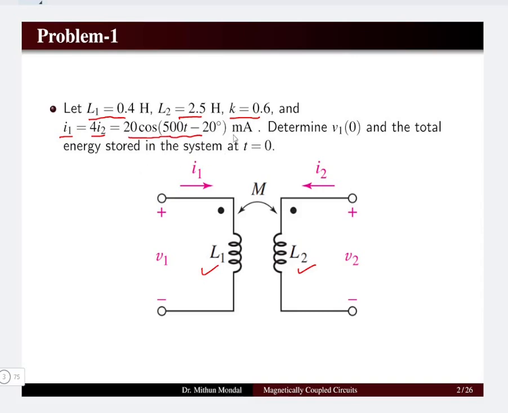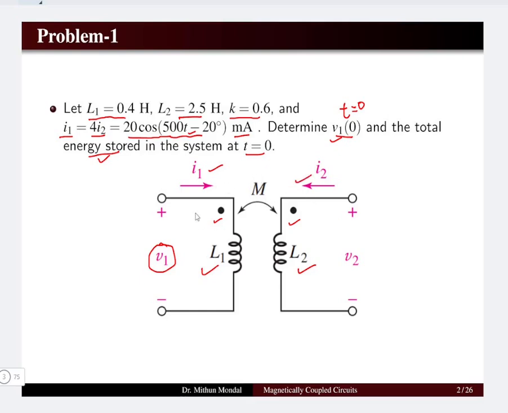The current is given in milliampere as the instantaneous value, because with a change in time, the current will change. So the instantaneous current equation is given to us. We have to determine the voltage at time t equal to 0, that is, the voltage in the primary network, and the total energy stored in the system at t equal to 0, given the dot connection and the current direction.